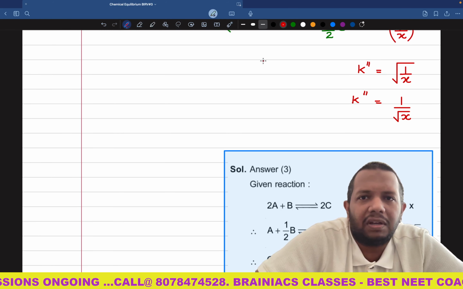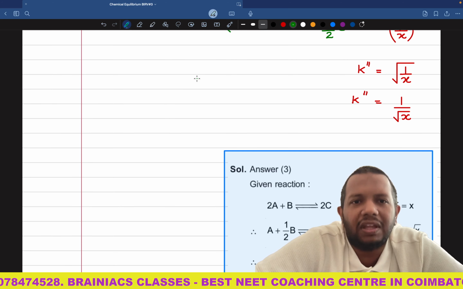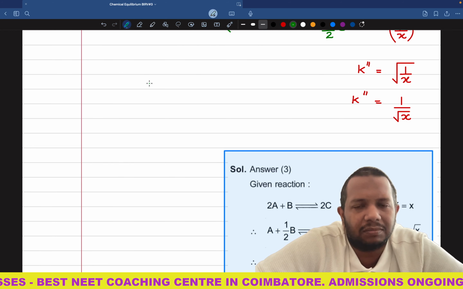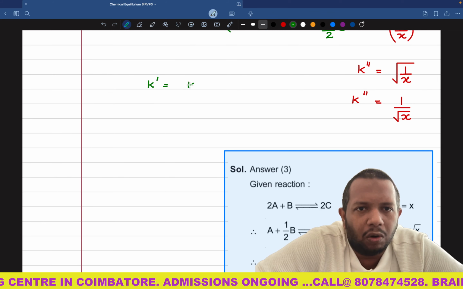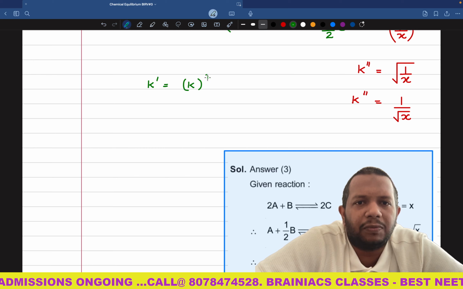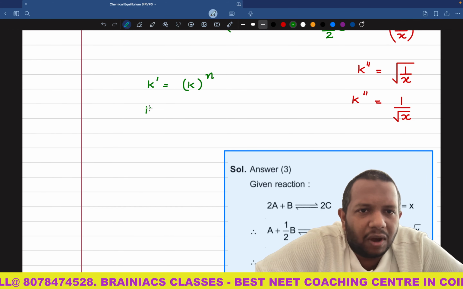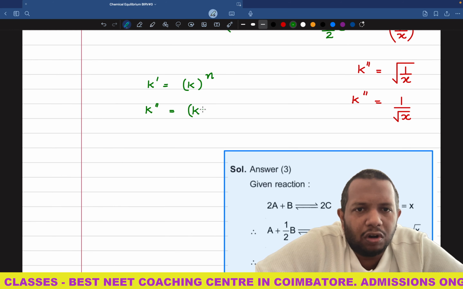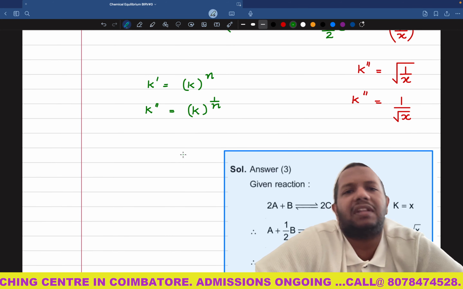So what do you need to remember? Three things you need to remember. If you are reversing, take the reciprocal. And if you are multiplying with something, then the new equilibrium constant K dash will be the old equilibrium constant raised to that particular value. If I am multiplying with n, then it would be K raised to n. And if you are dividing, then what will happen? It would become the old value all raised to 1 by n.